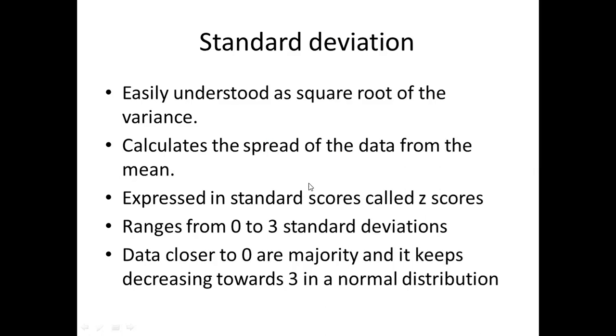To do that, we use z-scores to express standard deviation, and z-scores are usually taken from ranges of 0 to plus or minus 3 standard deviations, where the positive side, the right-hand side, will have the positive standard deviations and the left-hand side will have the negative standard deviations. Data that are closer to 0, which is the midpoint in a normal distribution, are the majority in number, and it keeps on decreasing as it moves towards a standard deviation of plus or minus 3 on either side of the mean.